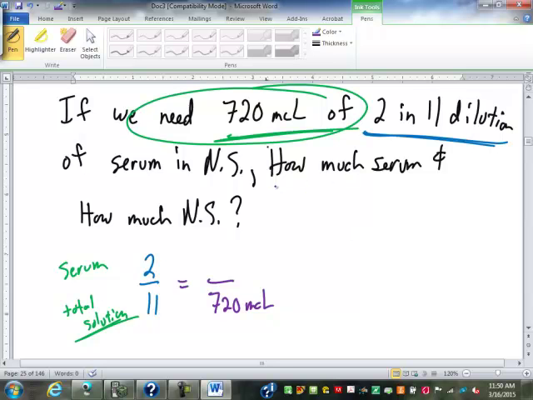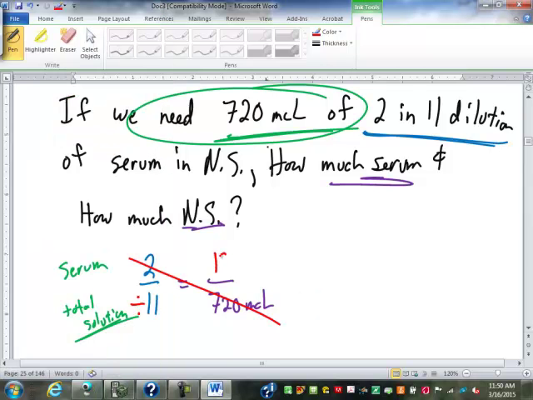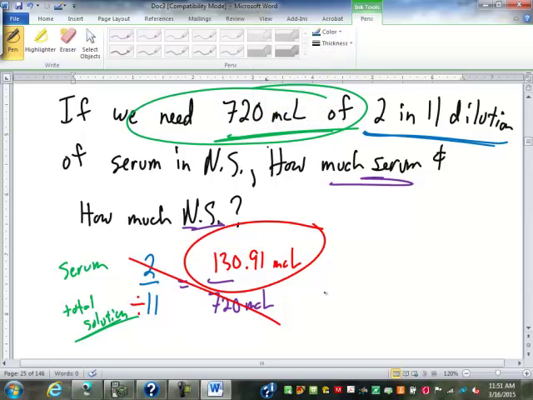And since we are creating the solution, we need both the serum and the saline. We just go ahead and use the dilution to find the serum. 2 times 720 divided by 11. It's going to give us kind of an ugly number, 130.91 microliters of serum. Now to find the amount of saline, we could just subtract 720 minus 130.91.